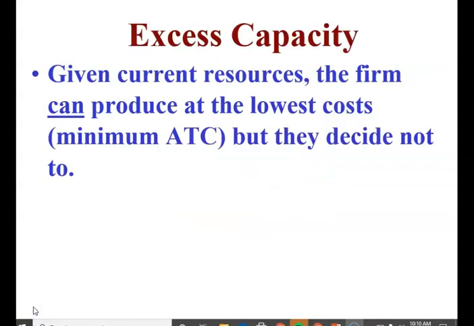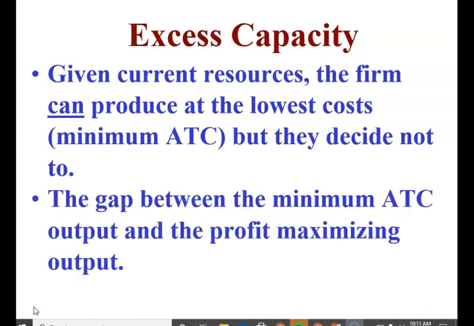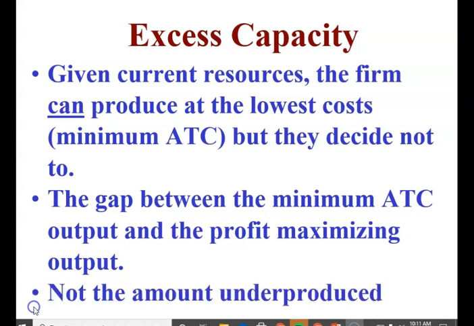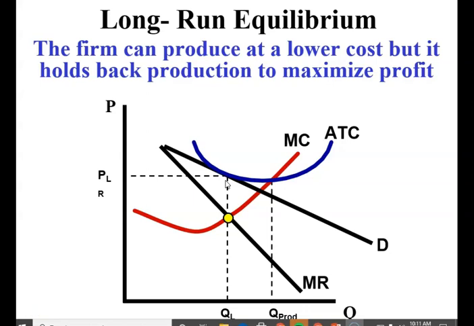So what that means is, given the current resources available to the firm, it could produce at the lowest cost, but they decide not to. And that's shown as the gap between the minimum average total cost output and the profit maximizing output, not the amount underproduced. So the firm could produce at a lower cost, but it's holding back production in order to maximize profit. So the excess capacity is shown on this graph.